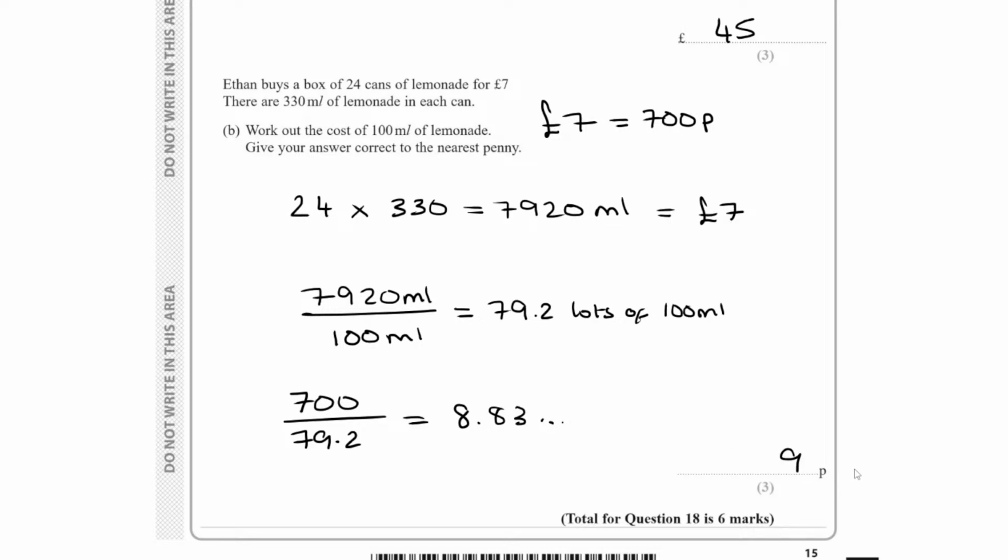And then round it up to 9p. The answer is 9. Officially, yeah, they've not given a range for that. That's just the answer. Now, as I said, you might have done it differently. Then that's fine. As long as you've got 9p at the end, that's fine.